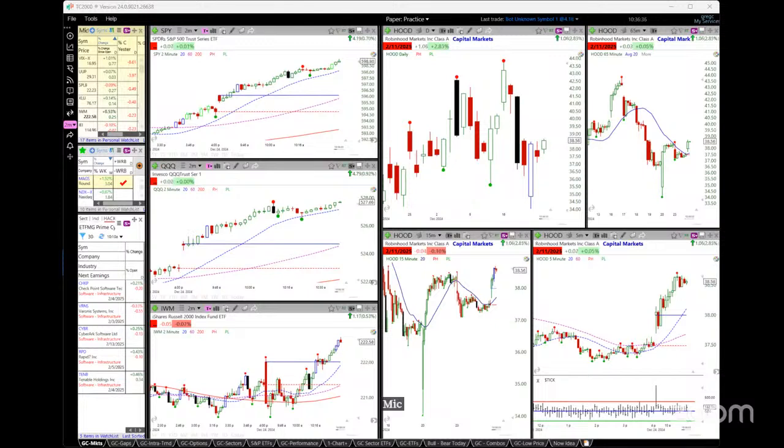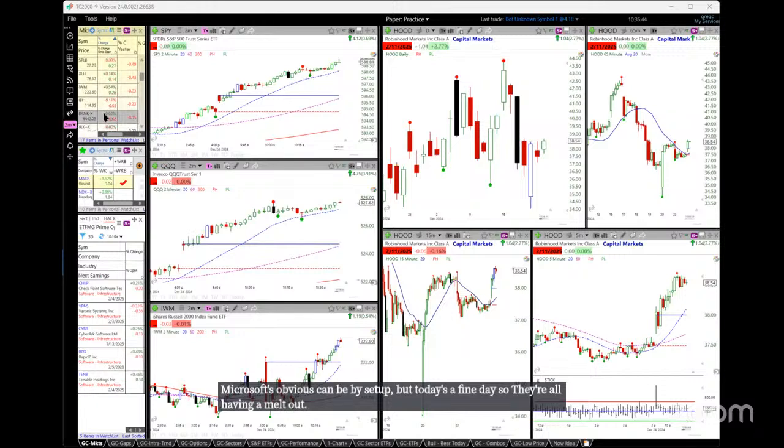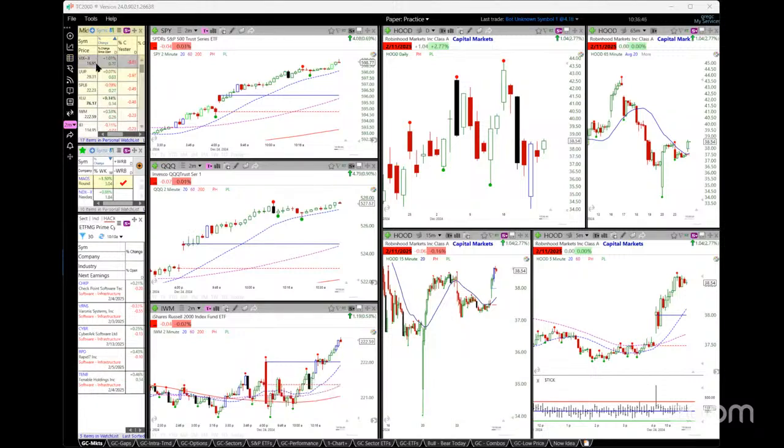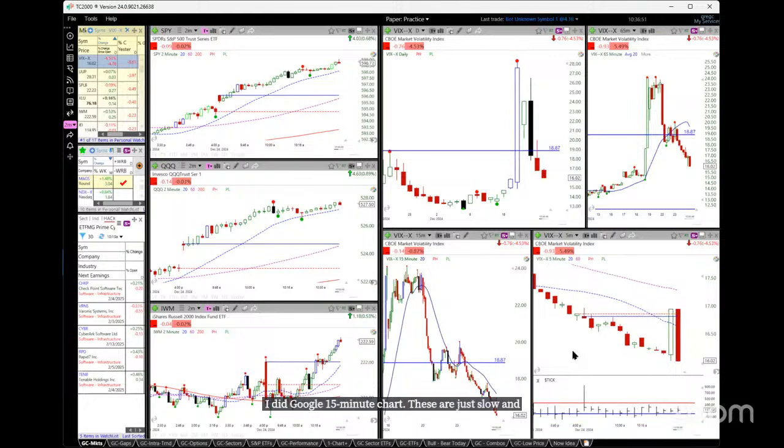Microsoft's sloppy as can be buy setup, but today's a fine day, so they're all having a melt up. Look at Google 15-minute chart. These are just slow and steady, strong. It was right back down again.